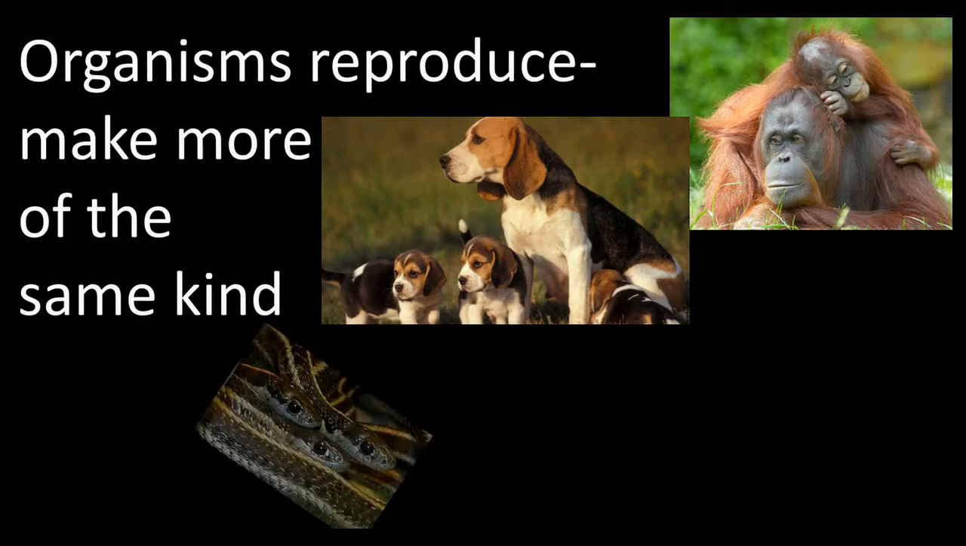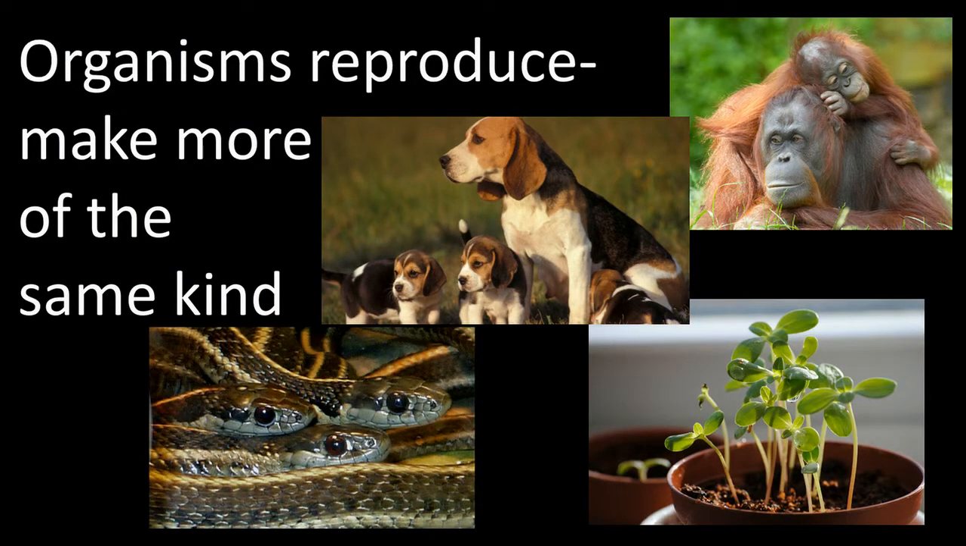Another thing is, organisms reproduce and make more of the same kind. So dogs always make puppies. Snakes always make snakes. And if you plant a tomato seed, you can expect that a tomato plant grows from that. So organisms make more of the same kind.